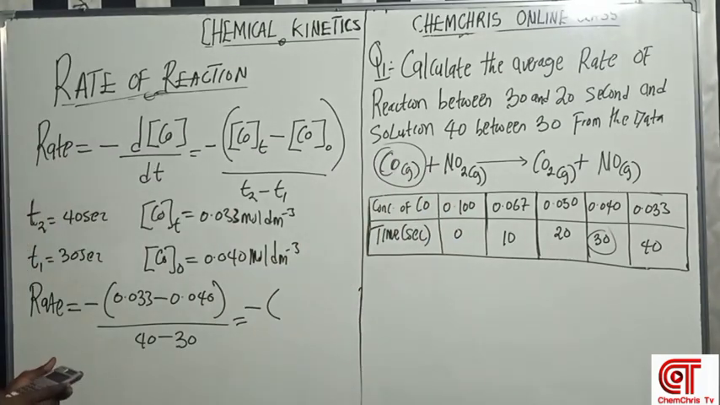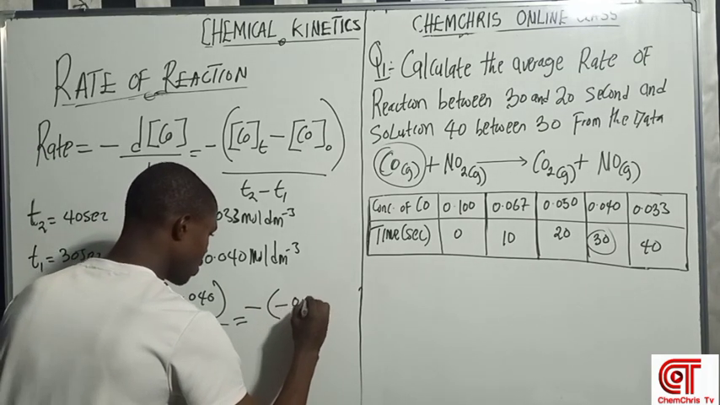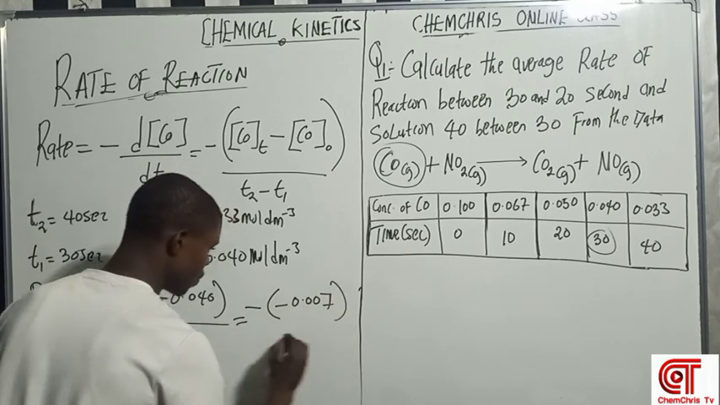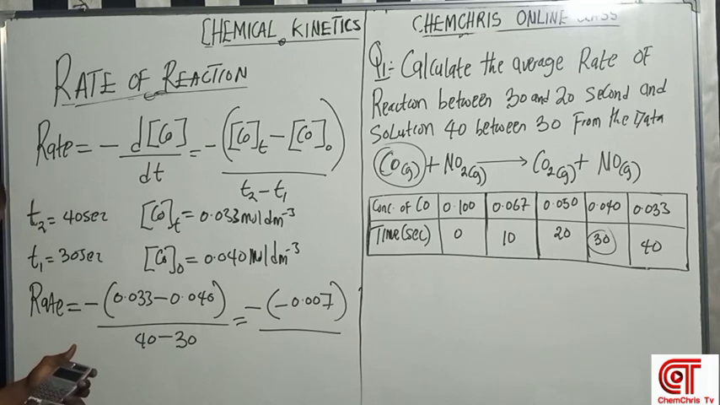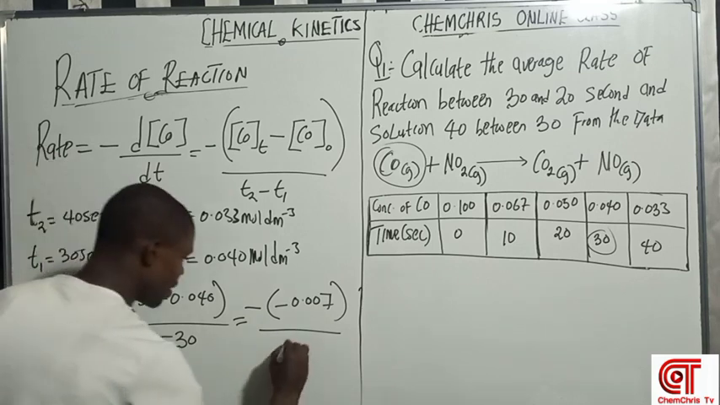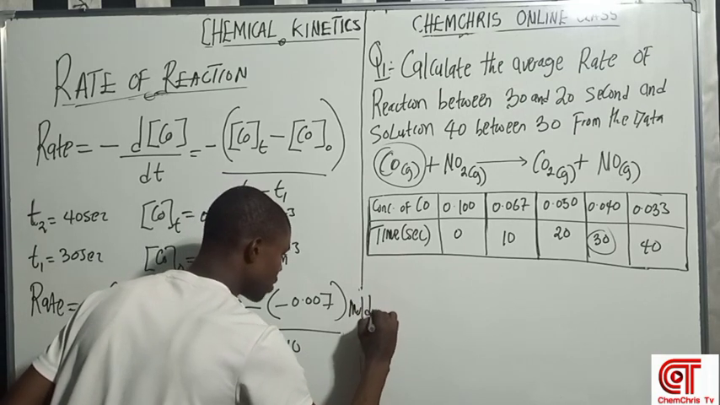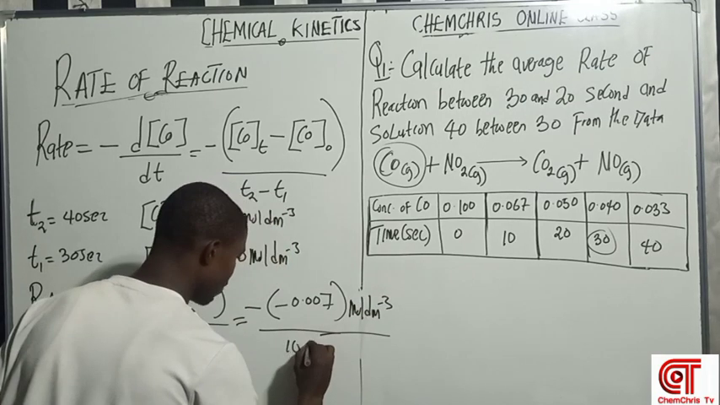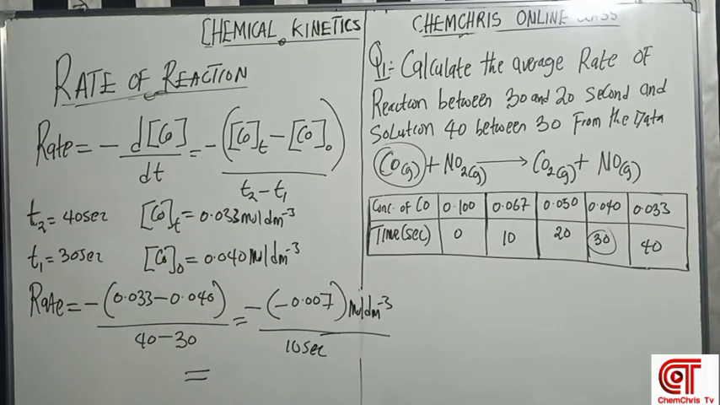So you have 0.033 minus 0.040, right? Which gives me minus 0.007 over, when you subtract 40 minus 30, here we have 10. Remember, the unit of this one here is mole per dm cube. Here we have seconds. Can you see that? So minus times minus one is plus, right?